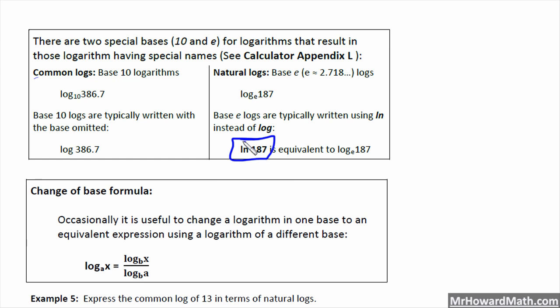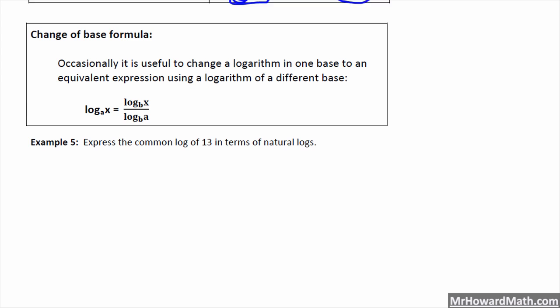So if you see this, oftentimes when you're working with these problems, you'll end up converting it to this form because you can apply your loop rule and things like that from this. Just keep in mind that ln is log base e. All right, now let's look at the change of base formula next.